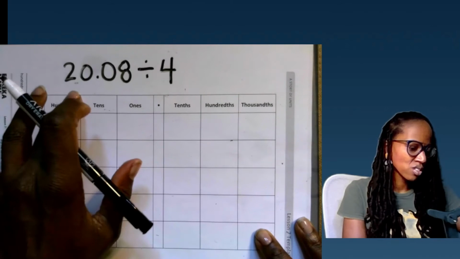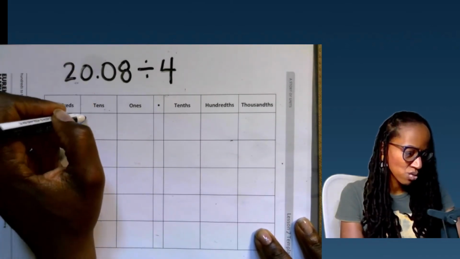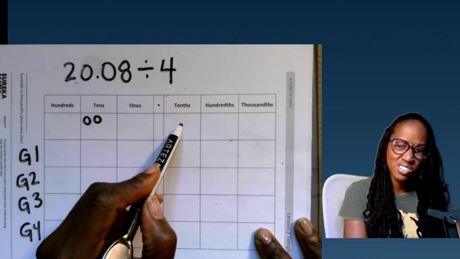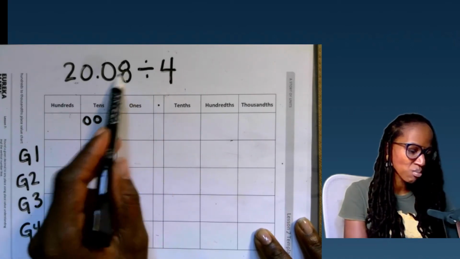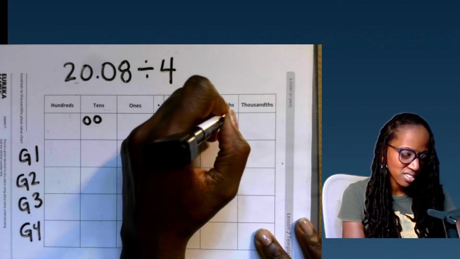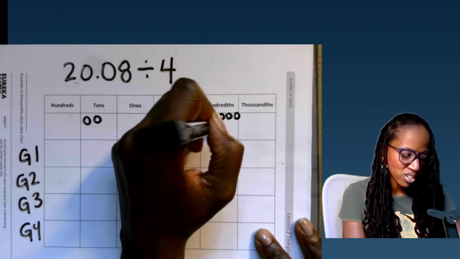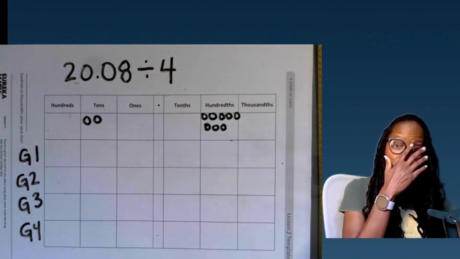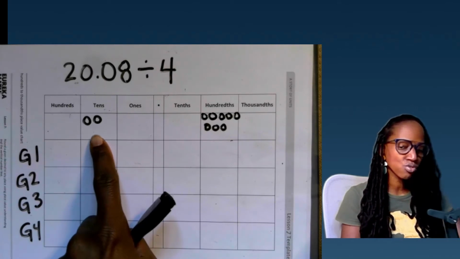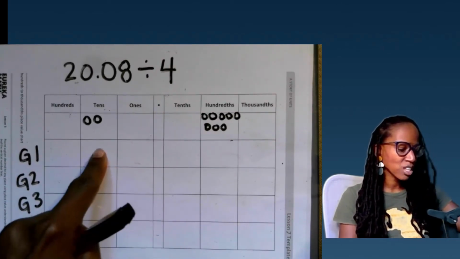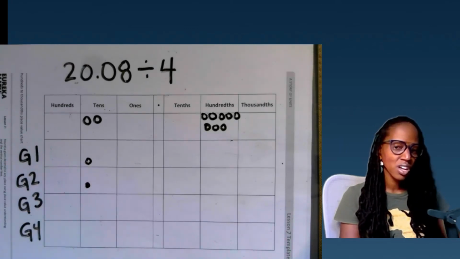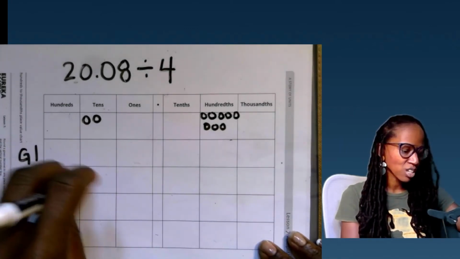I'm going to place a 2 in the tens place because I have 2 tens. 1, 2. I have 0 ones and 0 tenths. So I'm going to move on to represent my 8 hundredths by drawing 8 discs or circles to represent 8 hundredths. Now I'm going to go ahead and divide. And the first thing I can see right away is I have only 2 tens and I want to divide them into equal groups of 4. If I began dividing, I would run out of tens before I could divide them into equal groups of 4.